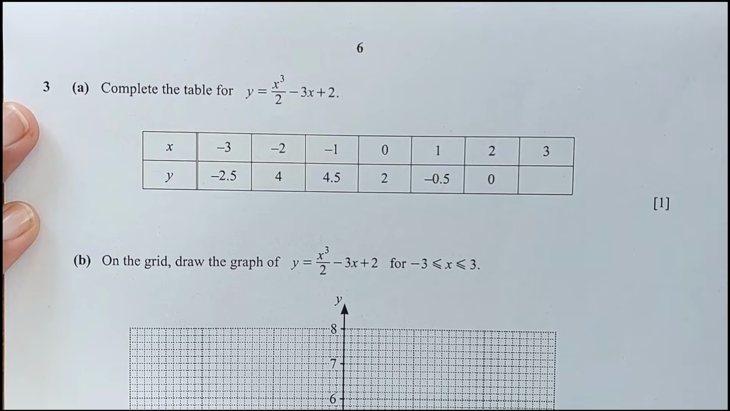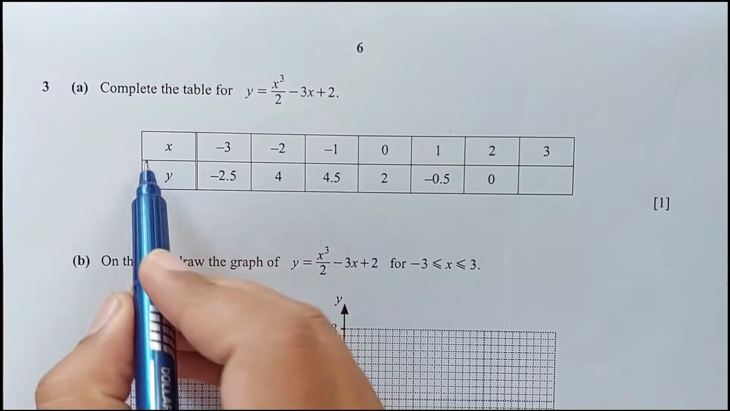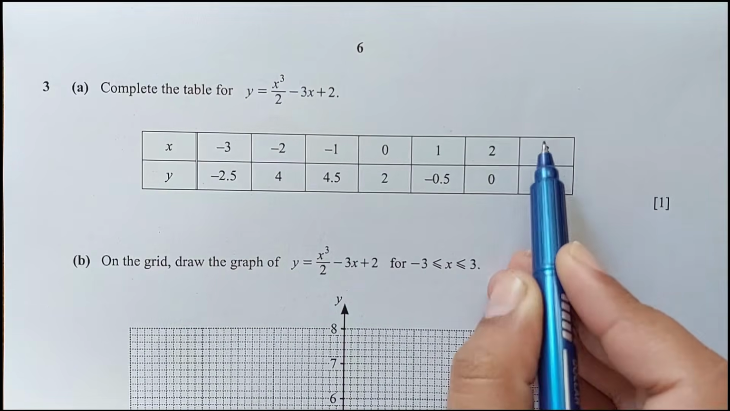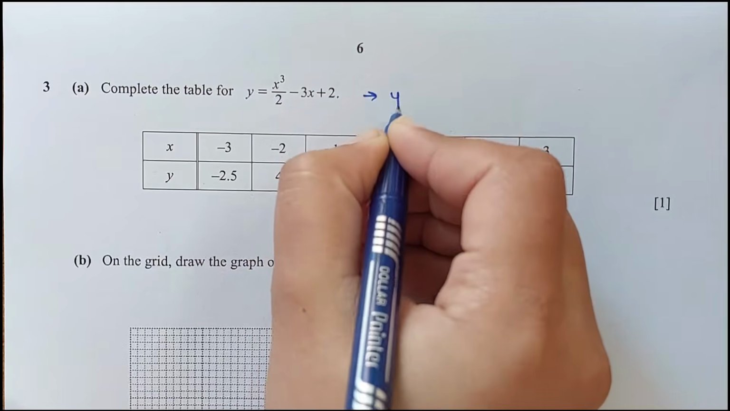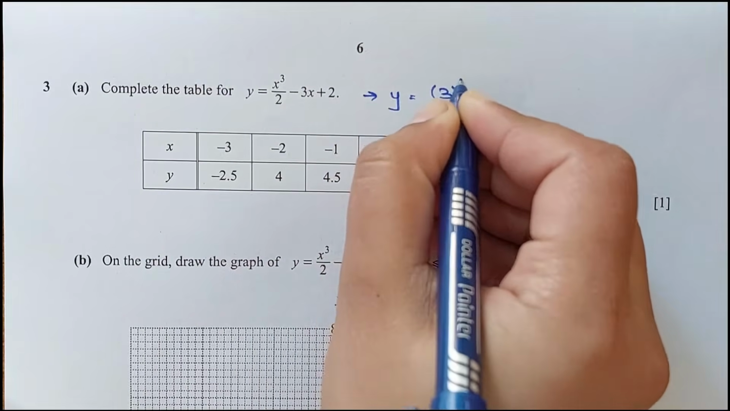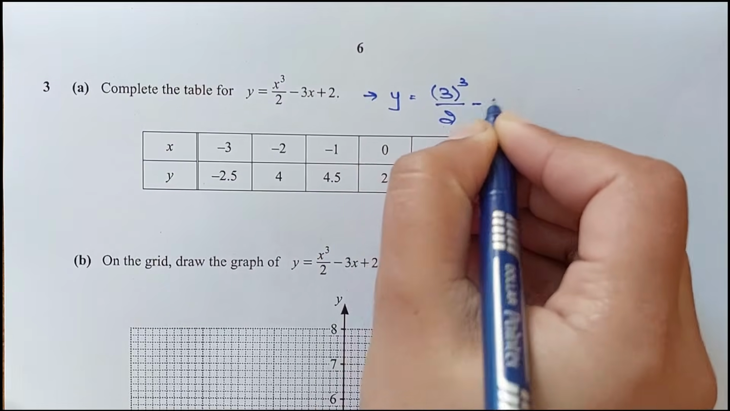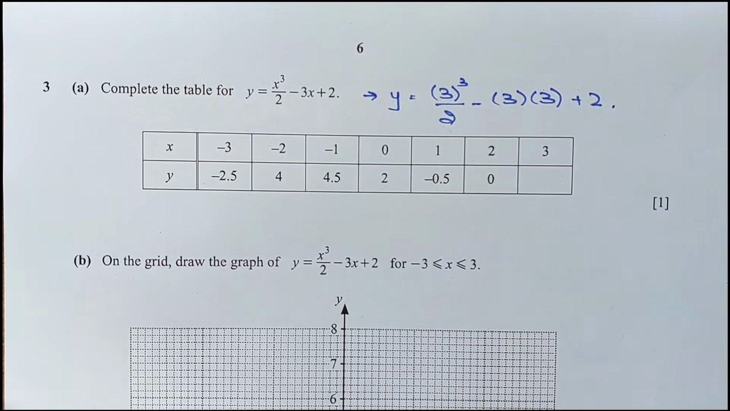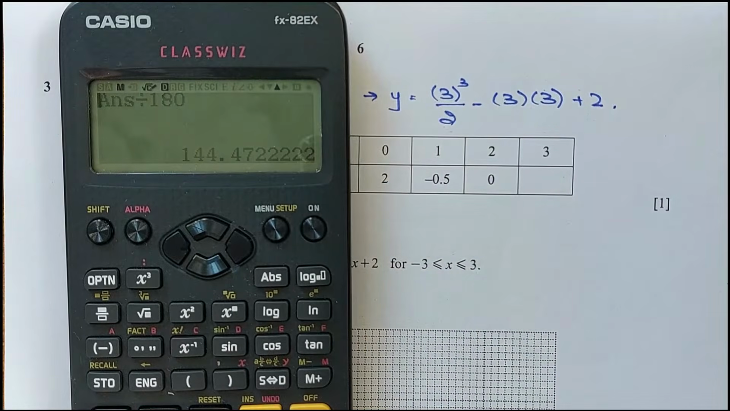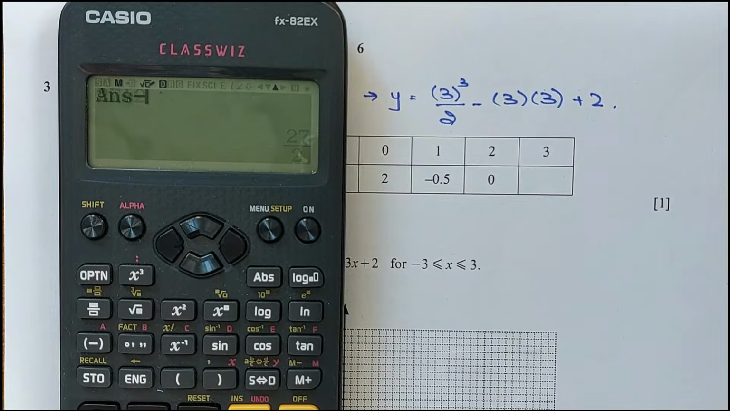Question number 3, part A. Complete the table for the function. We have some x and the y values, so the only y value at x equals 3 is missing, so just substitute x equals 3 over here. We have y equals 3 cubed over 2 minus 3 times 3 plus 2. Right, if I simplify, 3 cubed is 27 divided by 2, and minus 3 times 3 is 9, and plus 2, this is 6.5.